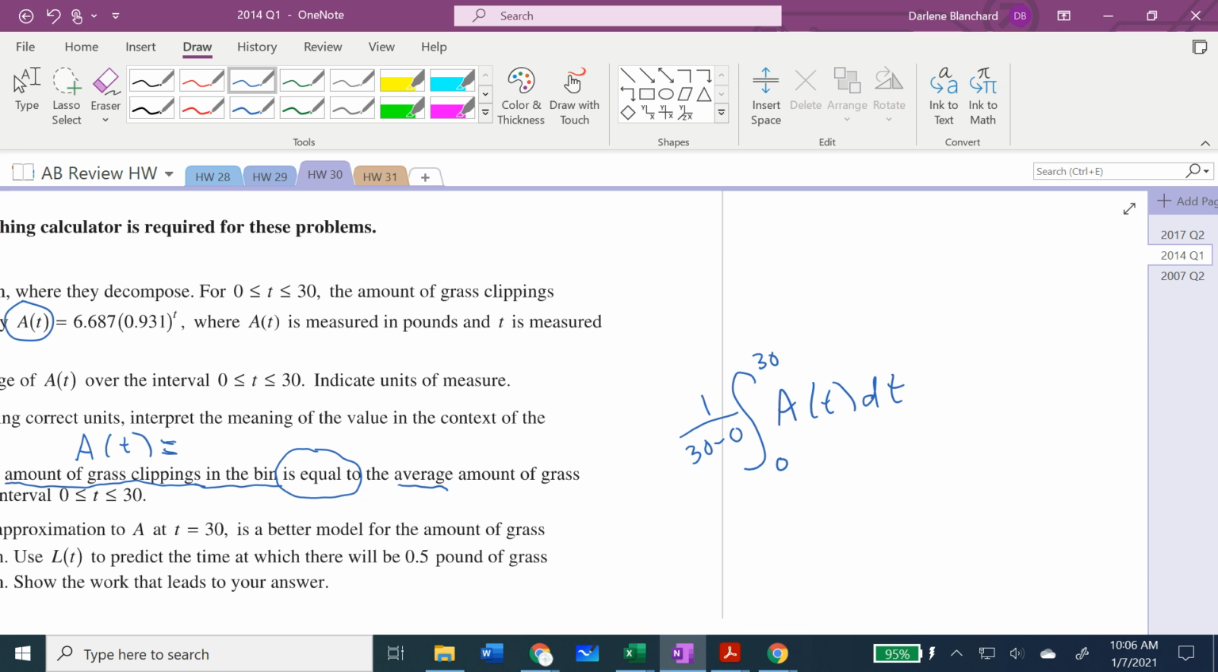In your home menu, type 1 divided by 30 and then multiply that by. If you push math 9, you'll get your integral, and then put all these stuff in for that integral. So it is from 0 to 30. The function is my y1, so I'm going to go vars, y vars, enter on function, enter on y1, and then dx.